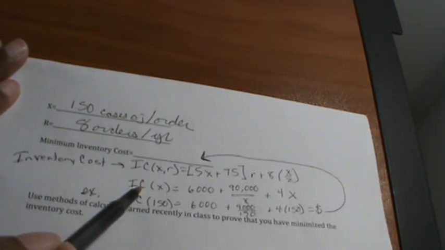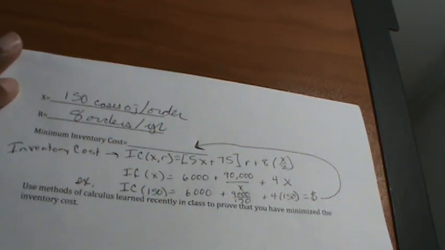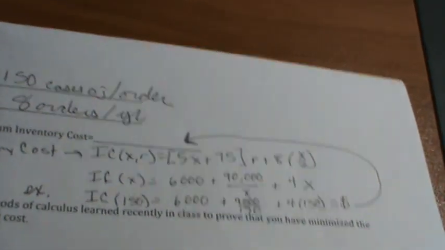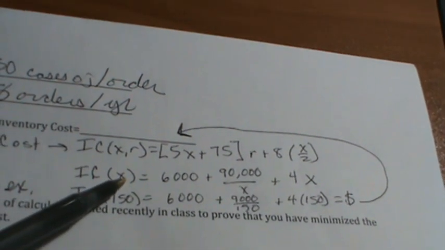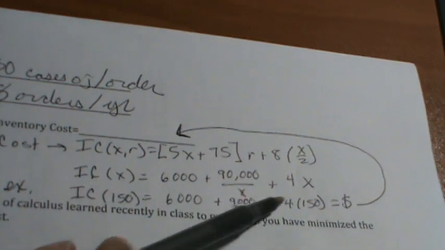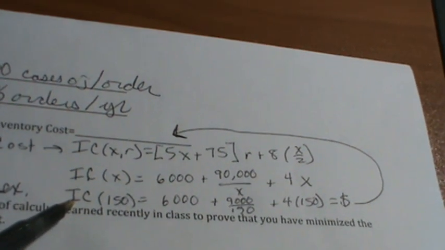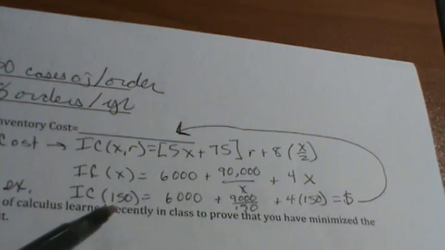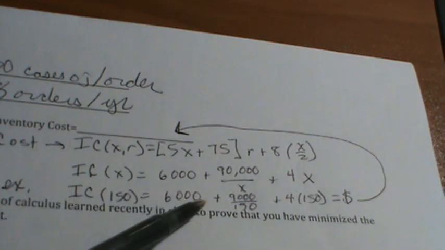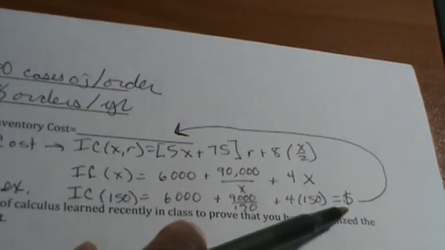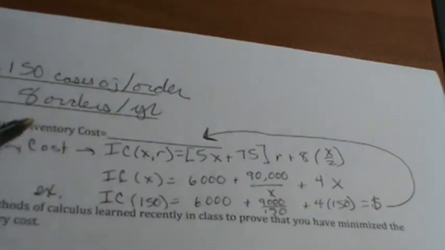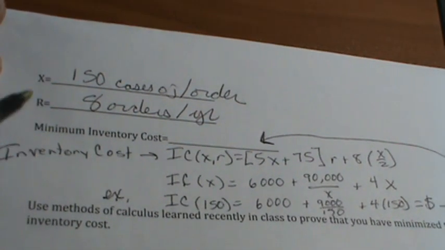Okay, here's an example where you don't have to use both of your variables. So you notice this says IC of X. This is the formula that came further down. So I said, what happens if we just plug the 150 in? And you can actually see it, 6,000 plus 9,000 over 150 plus 4 times 150. That dollar amount would go up here into your minimum inventory cost.